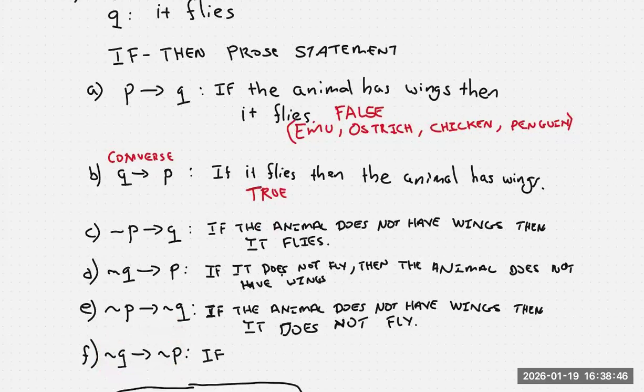All right, so one more. They said if it does not fly, what? If it does not fly, the animal does not have any wings. All right, good. That's correct. So if it does not fly, then the animal does not have wings.